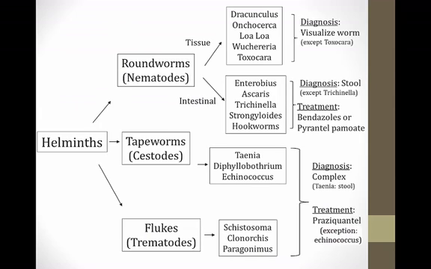Back to our overview of the helminths. So I discussed all of the roundworms or nematodes. I talked about the intestinal roundworms and the tissue roundworms. And now I'm going to move on and talk about the tapeworms or cestodes.